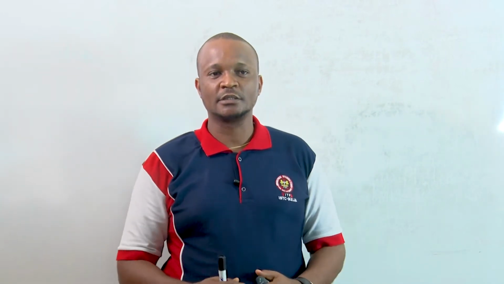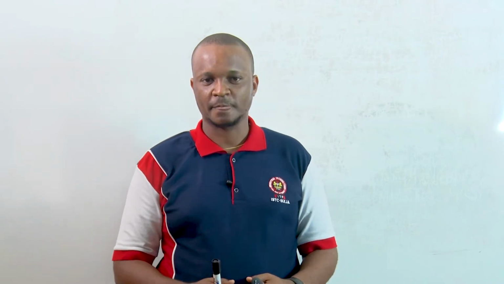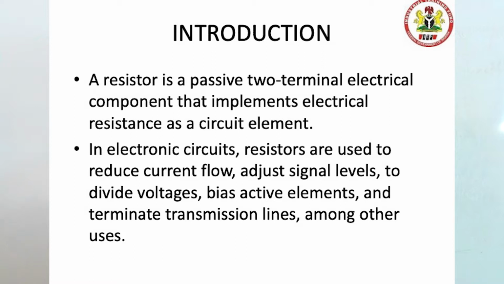But before we go into that, we want to look at what a resistor is. A resistor, like we have earlier said, is a passive component in any electronic circuit and is a two-terminal electrical component that implements electrical resistance as a circuit element. In electronic circuits, resistors are used to reduce the current flow, to adjust signal levels, to divide voltages, bias active elements such as transistors, and terminate transmission lines, among other uses.